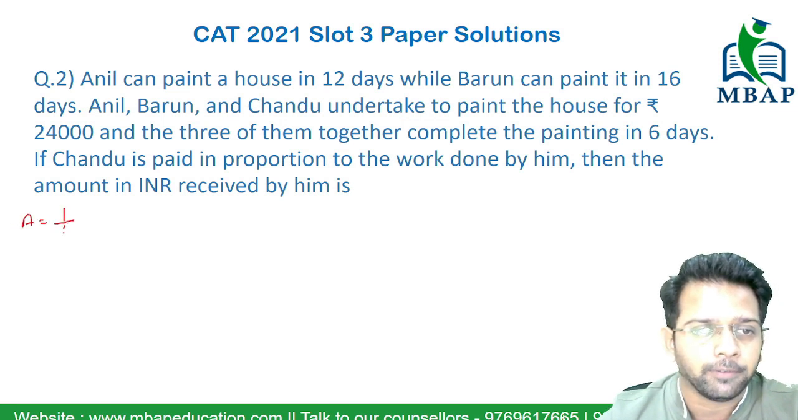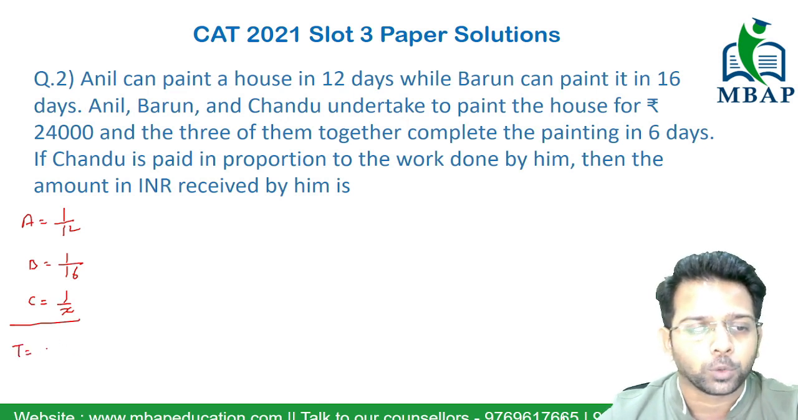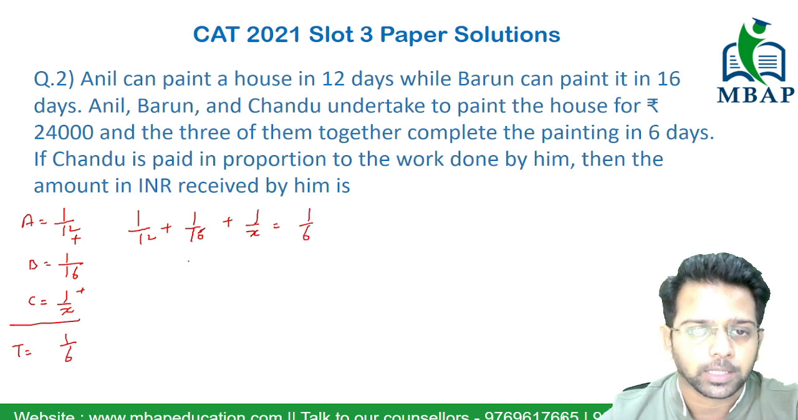Now, if Anil can do the entire work in 12 days, the proportion of work done by Anil in 1 day will be 1 upon 12. Similarly for B, it will be 1 upon 16. And for C, you can assume it to be X days, so it will be 1 upon X. Now together they are able to do the work in 6 days. So if all of them are working together, 1/6 of the work should be done each day. Now if you add them, 1 upon 12 plus 1 upon 16 plus 1 upon X should be equal to 1 upon 6.